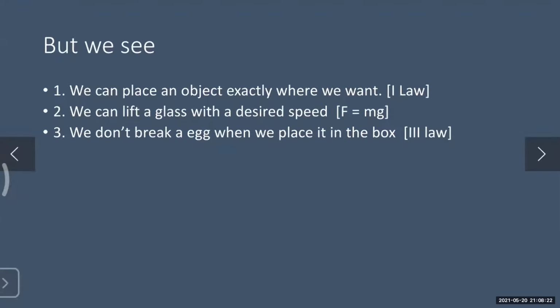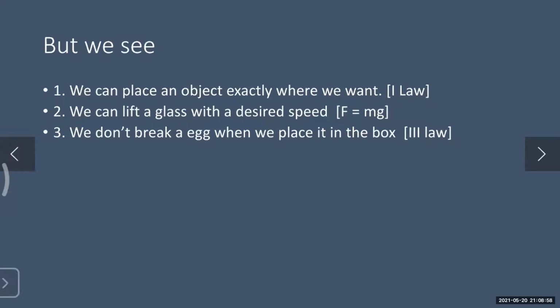On one side, if you see our movements, we can place an object exactly where we want. That is, we can move it and we can place it exactly. So the first law is fine. We can lift a glass with the desired speed. If you do not know the acceleration due to gravity which is pulling, how can you lift the glass against it at a desired speed? So we should be knowing that. And when you are placing an egg inside a box or anywhere, you don't break it, which means that you know exactly what counteractive force it will give.